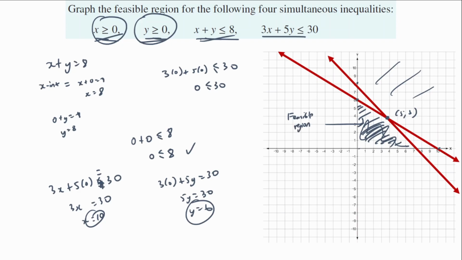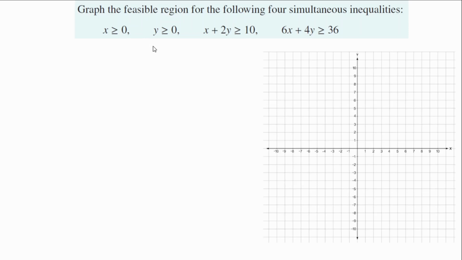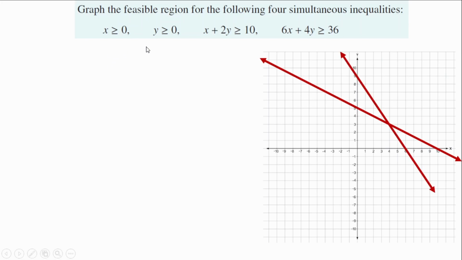So key points, make sure you got the intersection point of the two graphs and that you've labeled the feasible region. Alright, moving on to the next question. Once again, a very similar one. Graph the feasible region for the following 4 simultaneous inequalities. So I've got x is greater or equal to 0 and y is greater or equal to 0 again. So once again, that means my first region is going to be in this top right quadrant. So we're going to be working in that part. And the next one, x plus 2y is greater or equal to 10.